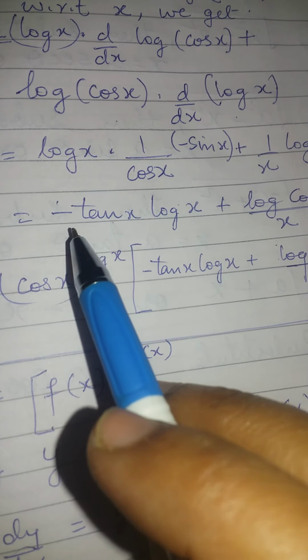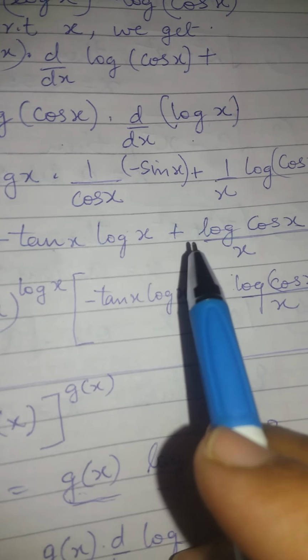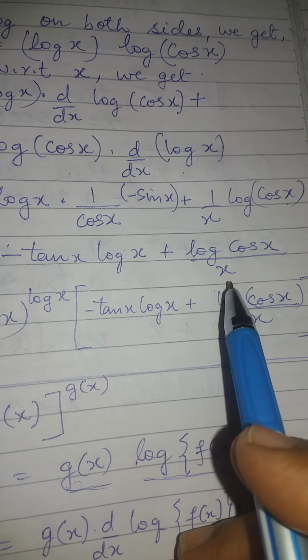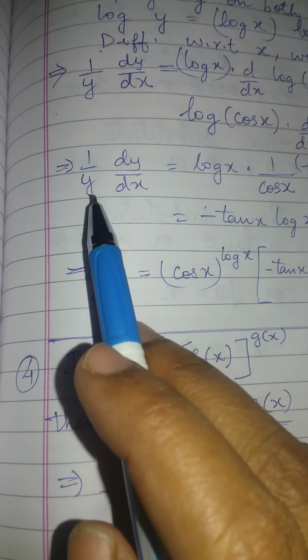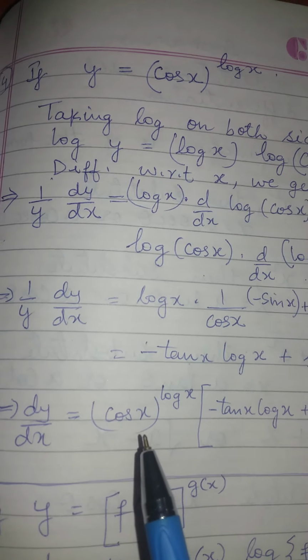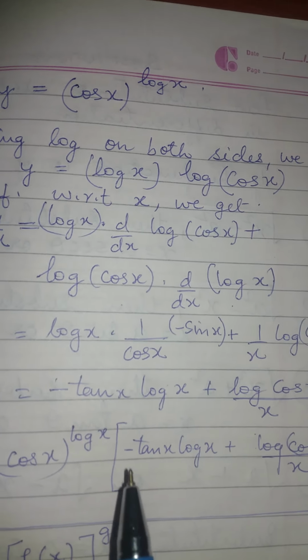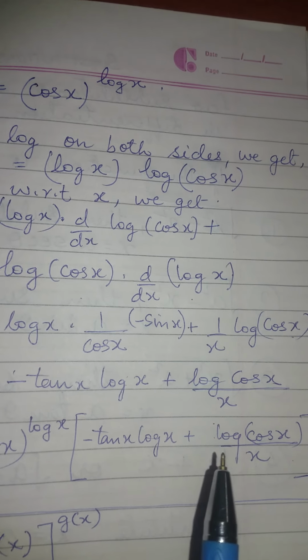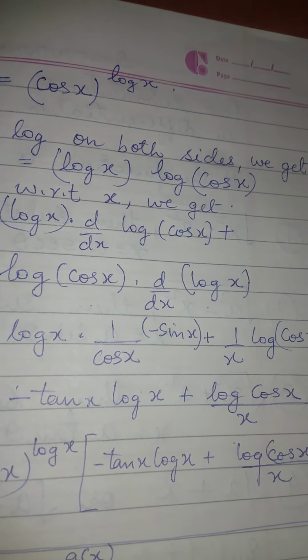Simplifying it further, I will get here minus tan x log x plus log cos x upon x. Now we will shift this y also to that side. So dy by dx will be equal to cos x to power log x, and in bracket I will get minus tan x log x plus log of cos x upon x.